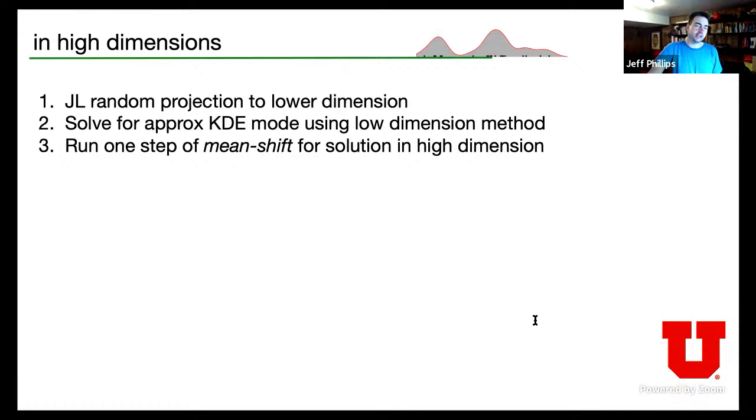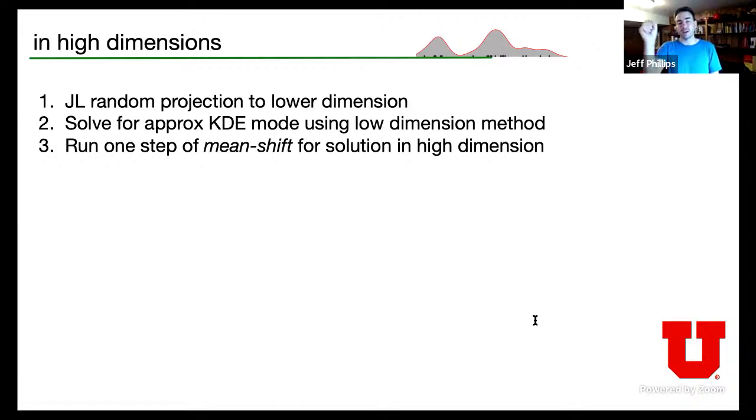In high dimensions, the framework we're going to use seems fairly standard initially. We're going to start at high dimensions, do a JL random projection to low dimensions, and then use our technique in low dimensions to solve it. But there are a couple of tricks here.